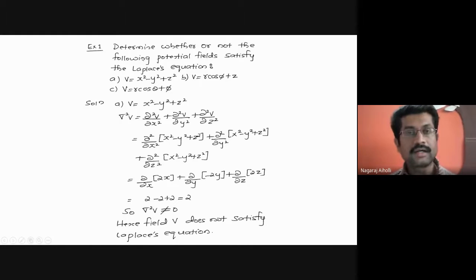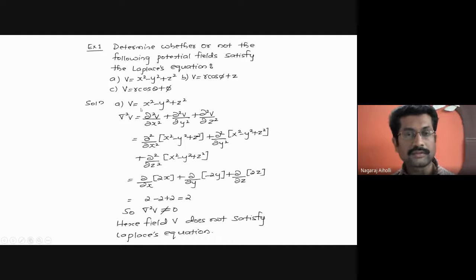Read the example. Determine whether or not the following potential fields satisfy Laplace's equation. They are asking us to find out whether the given potential equations satisfy the Laplace equation or not. We know the Laplace equation is del square V is equal to 0. Once we find del square V for the given equations, we have to check whether it is equal to 0. If it is equal to 0, it satisfies the Laplace equation. If it is not 0, it does not satisfy the Laplace equation. That is the concept behind this.